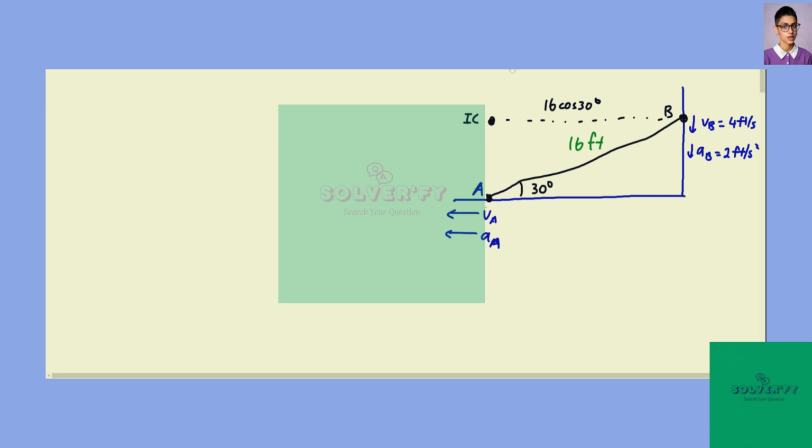So omega AB is VB divided by R from the IC to B. This is 4 divided by 16 cosine 30 degrees. Again, it's going to move clockwise. So this is 1 over 2 root 3, which is equal to 0.289 radians per second.